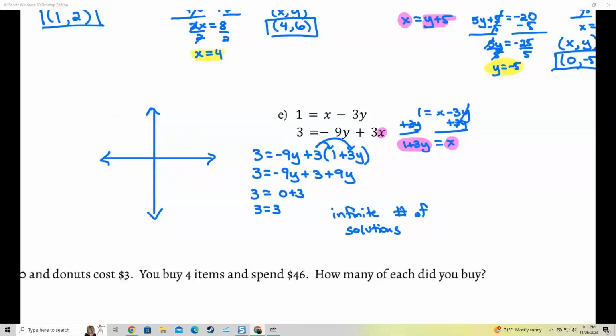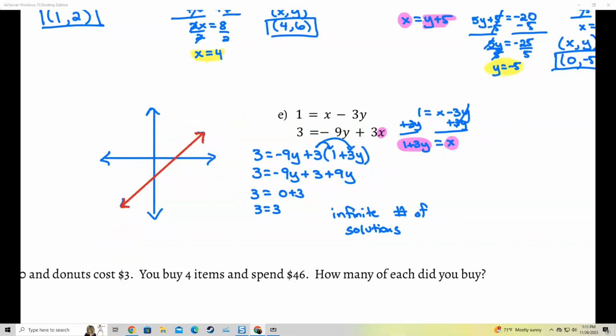The way that would look like is, let's say, here's my first line, like this. Here's another line, like this. You see how those lines are always touching? They're literally right on top of each other. So they're always intersecting. It's going to intersect here, here, here, all over the place. So there's going to be an infinite number of solutions.